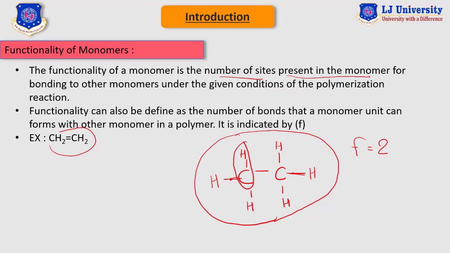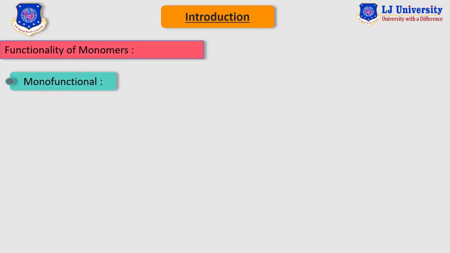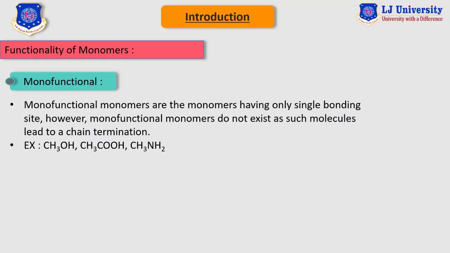Let me show you what we mean by bifunctional and monofunctional monomers. That will clear up the whole picture related to functionality, right? So monofunctional monomers are monomers having only a single bonding site, right? I want your focus on the screen and particularly on this word: monofunctional monomers are monomers having a single bonding site. So basically they can join or link with one more monomer only.